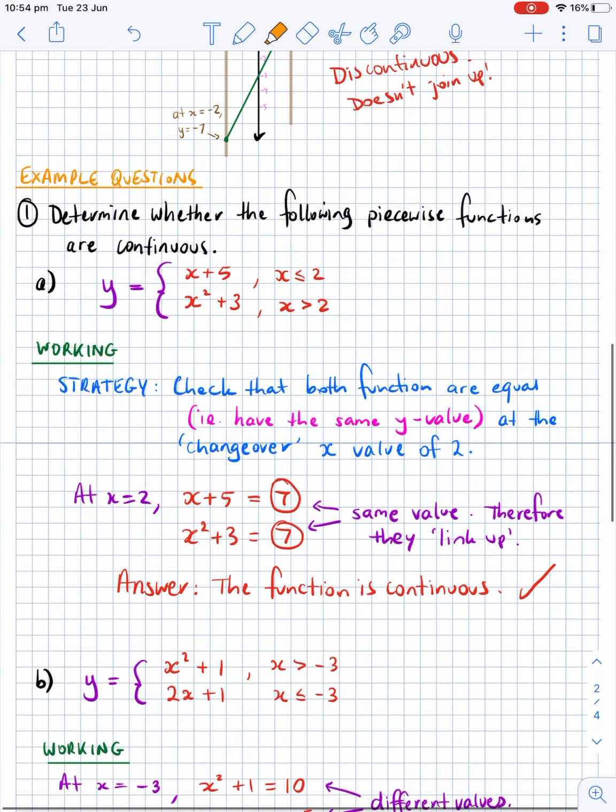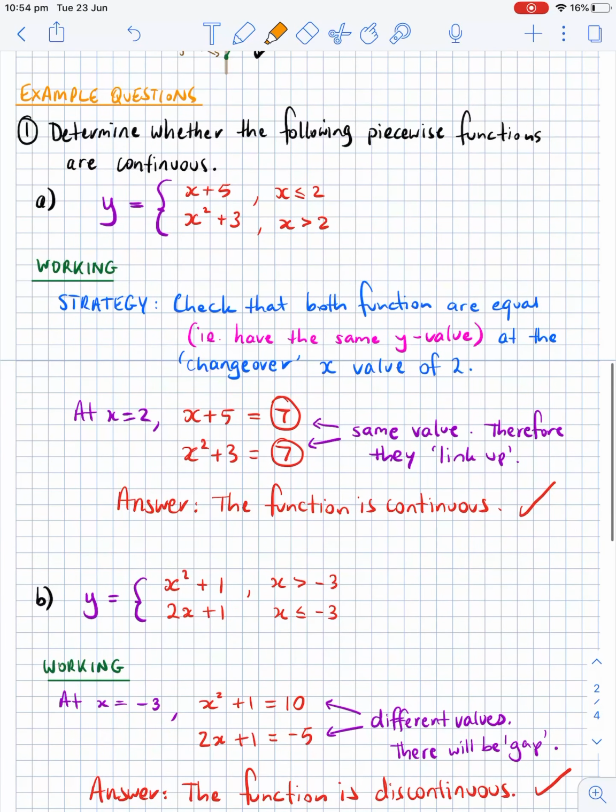Okay, so let's do some example questions. Determine whether the following piecewise functions are continuous, i.e. whether you can draw them without lifting your pen. So here we've got our piecewise function. We can see that we've got two separate functions here, and they change over at x equals 2. That's your point when they swap from one function to the other. So the strategy is that you check that both functions are equal, i.e. have the same y value, at the changeover x value of 2 that we can see here.